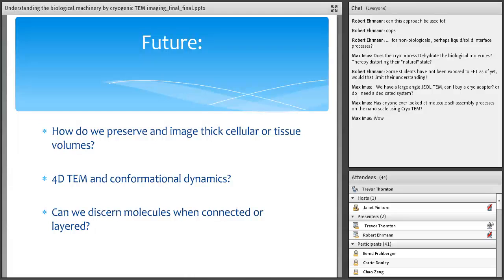Ribosomes assemble peptides, and we want to know how that happens. All these polymerases that create DNA and transcribe RNA underlie a lot of diseases such as cancer or loss of information from the genome. And so finally, can we discern molecules that are connected or layered upon each other within these volumes? And that's going to be a large computational challenge that a lot of people are beginning to move towards.